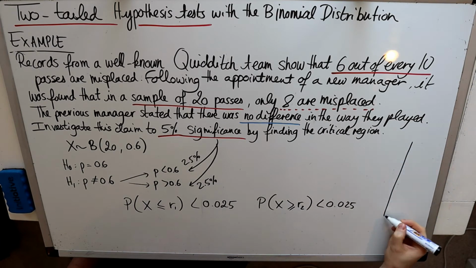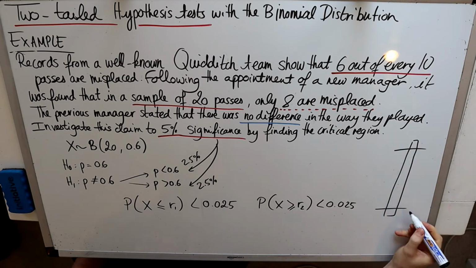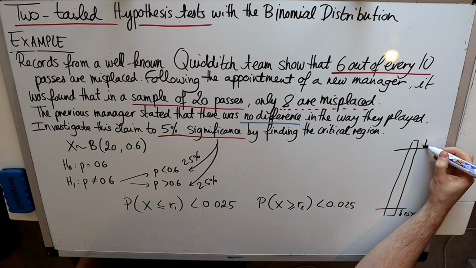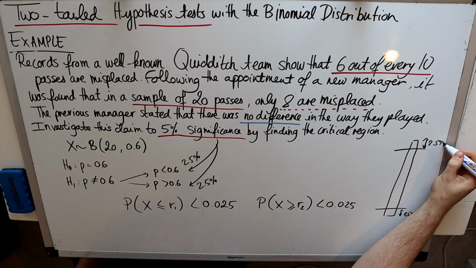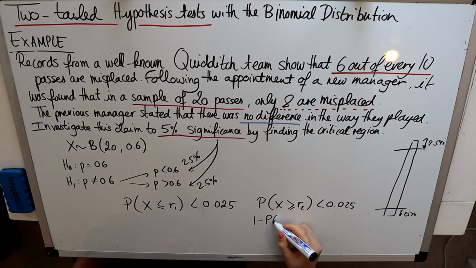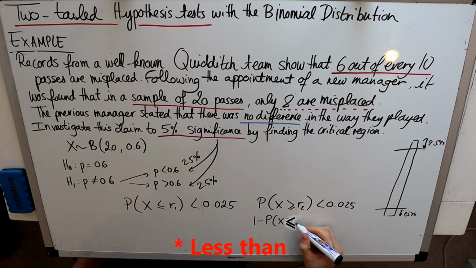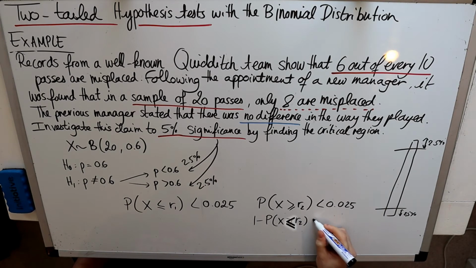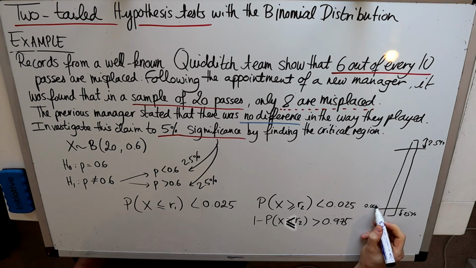So if I have all of my probabilities here, I'm essentially capping it off at the bottom and at the top, so that this is 2.5% and this is 2.5%. So what this is going to correspond to is 1 minus p of x greater than or equal to R2, therefore has to be larger than 0.975, and we're going to look for the first value that hits that. So this is my 0.025 and this is my 0.975.